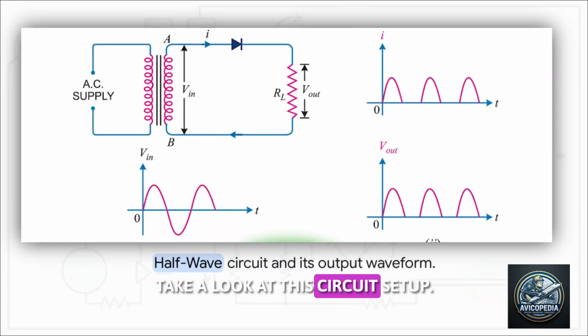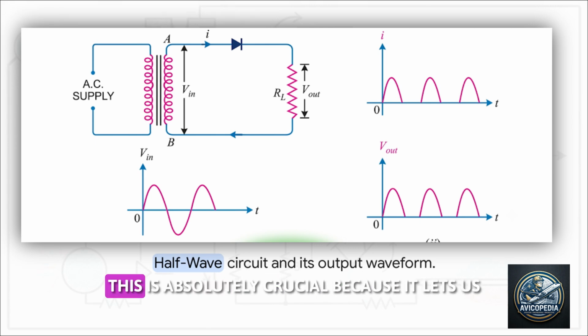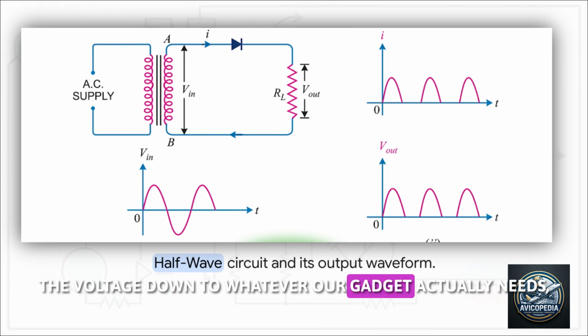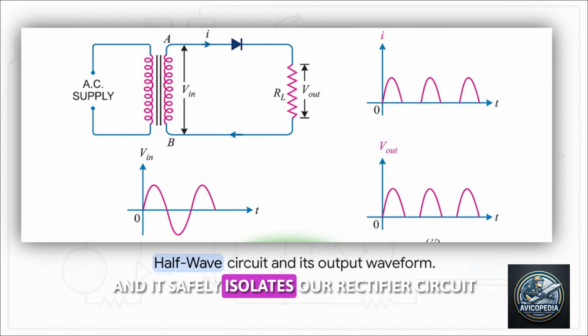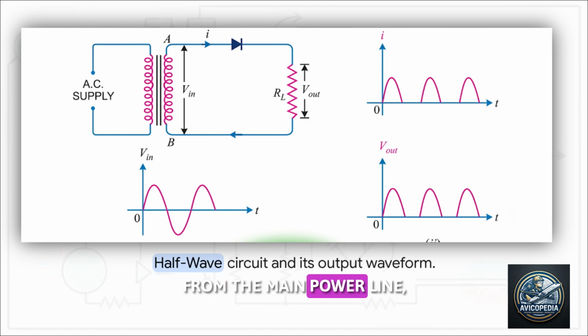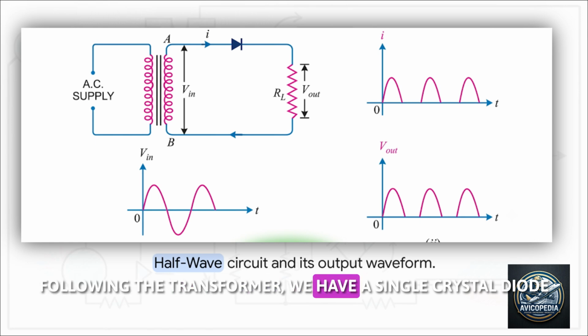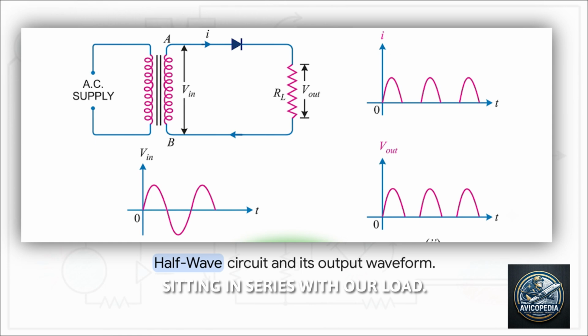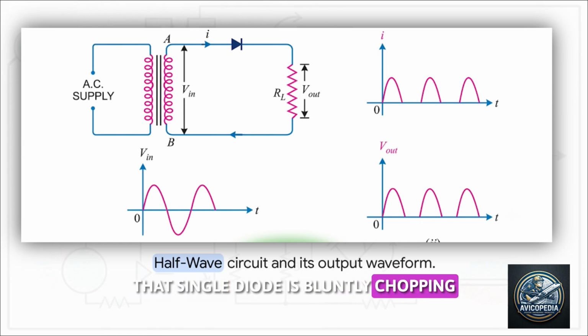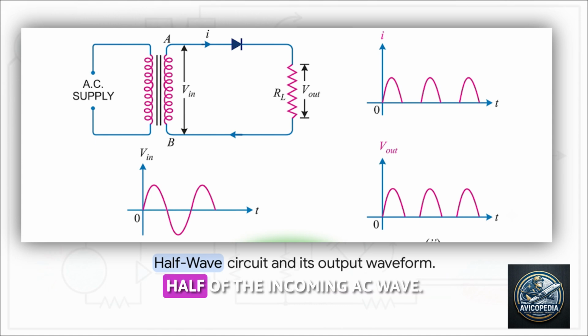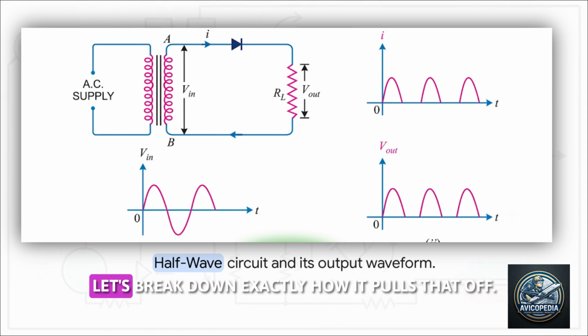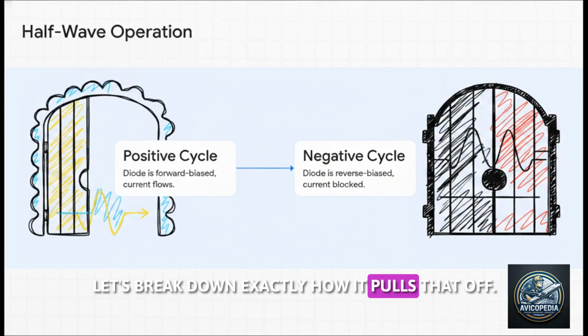Take a look at this circuit setup. We generally feed our AC supply through a transformer first. This is absolutely crucial because it lets us step the voltage down to whatever our gadget actually needs, and it safely isolates our rectifier circuit from the main power line, keeping us safe from dangerous shocks. Following the transformer, we have a single crystal diode sitting in series with our load. Notice the resulting graph. That single diode is bluntly chopping off the entire negative downward half of the incoming AC wave. Let's break down exactly how it pulls that off.